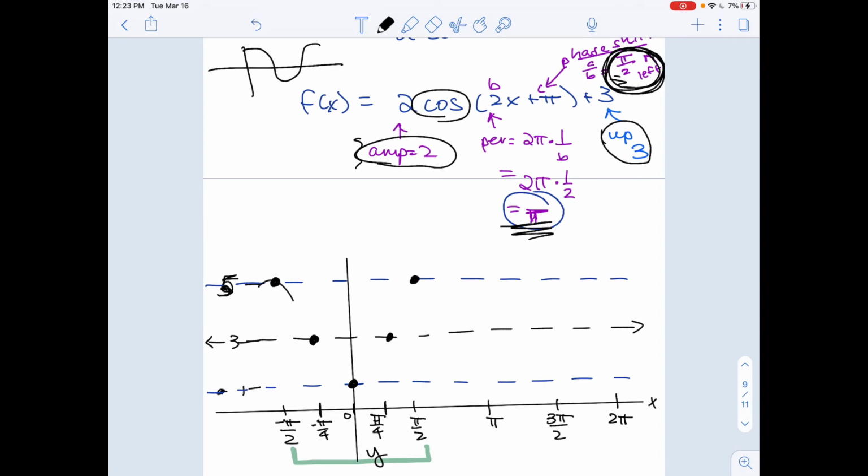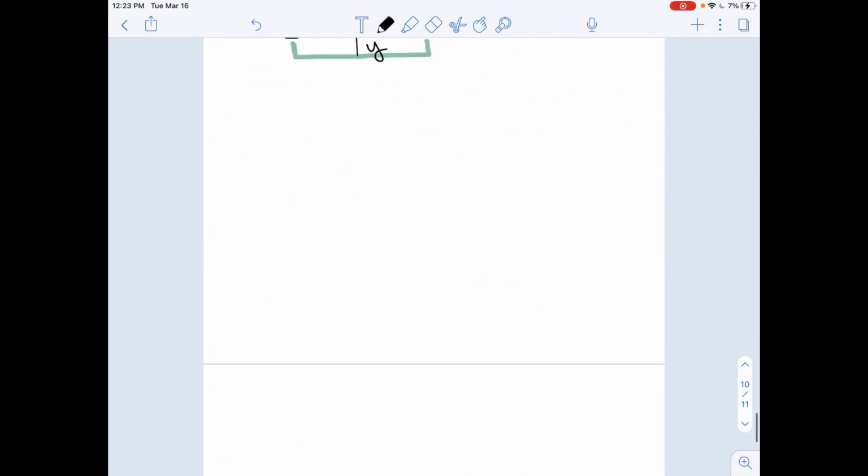And then we're going to connect our graph. And if we want to keep going with that, we can. But we only have to have one period. So if I want to keep going with that, I can like this. And so on. Okay, that's number 13.